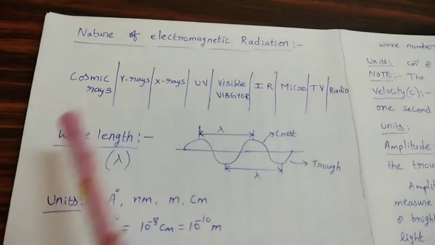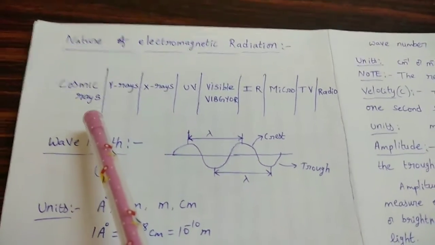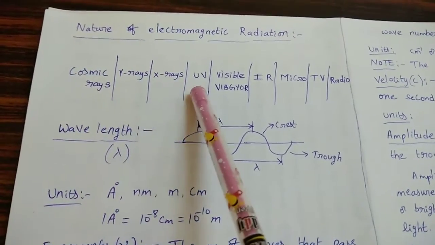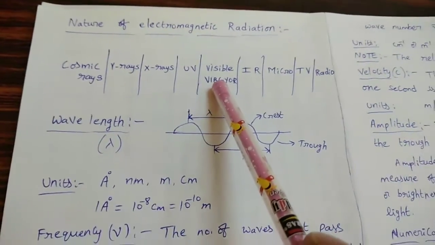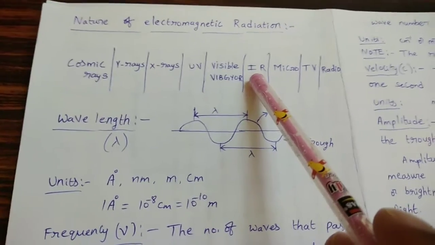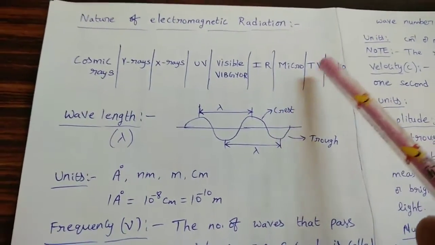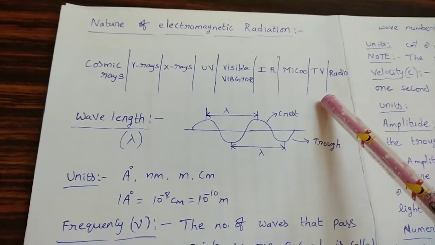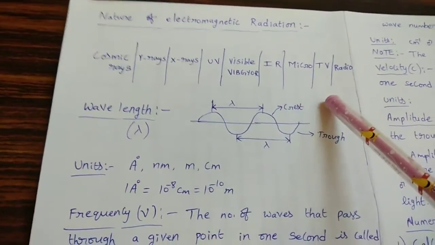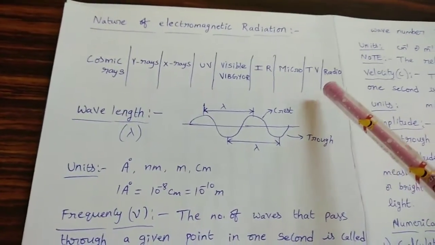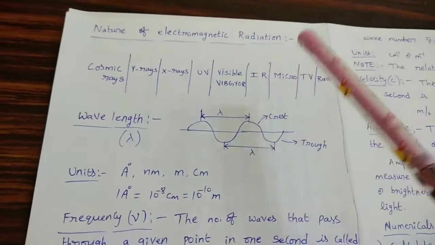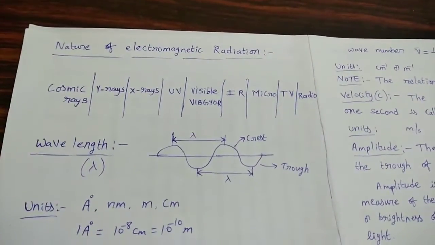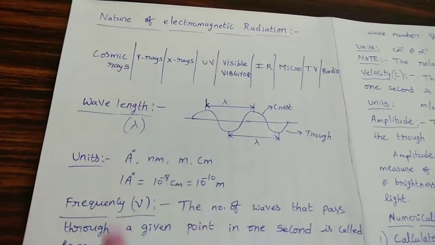In these electromagnetic radiations we can observe different types of waves: cosmic rays, gamma rays, X-rays, UV (ultraviolet) rays, visible, IR (infrared) rays, microwaves, TV waves, radio waves. From cosmic rays to radio waves, wavelength increases. Wavelength increases means frequency decreases. Frequency decreases means energy decreases. These electromagnetic radiations have some characteristics. See the first one, wavelength.